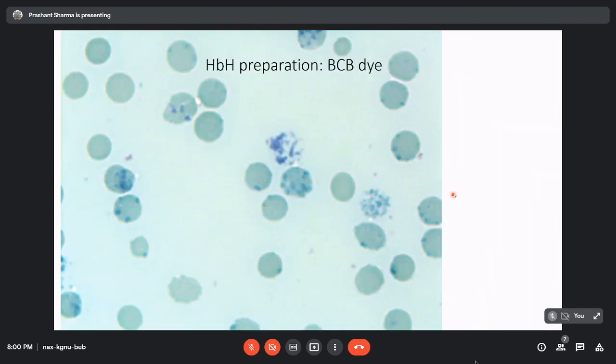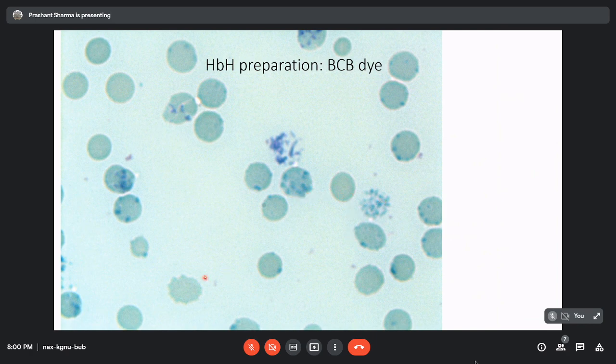When we did that, this was really interesting. We used the brilliant cresyl blue dye, which is a supravital dye, which we also use for the reticulocyte stain. We did find some golf ball-like RBCs. And of course, there is reticulocytosis, so that part is showing up as well. These are all reticulocytes, and these are HbH inclusions within the red cells.